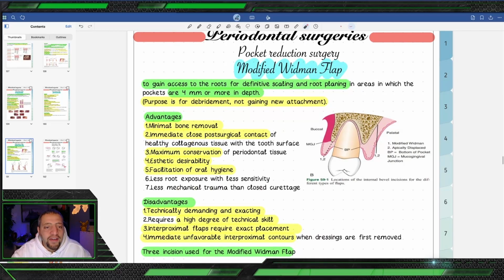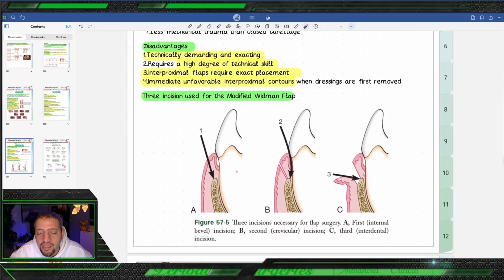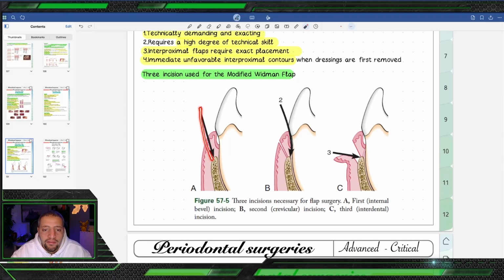So let's see now. Advantages: minimal bone removal, immediate close post-surgical contact of healthy collagenous tissue with the tooth surface, maximum conservation of periodontal tissue, esthetics, facilitation of oral hygiene. So I think you are not following, so let's see how it looks. We start with the internal bevel incision, then a second incision, which is the crevicular or sulcular incision from inside, and then the third incision is interdental. This is the most common question: what's the name of the second incision in the modified Widman flap? It's the crevicular. What's the name of the third incision? It's the interdental incision. So we start with internal bevel, then second the crevicular, and third the interdental to remove it.